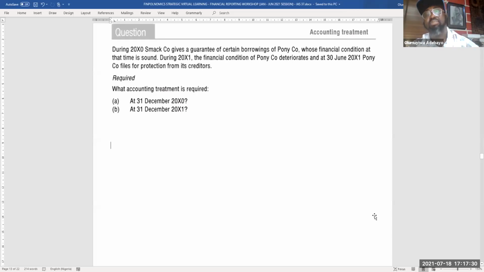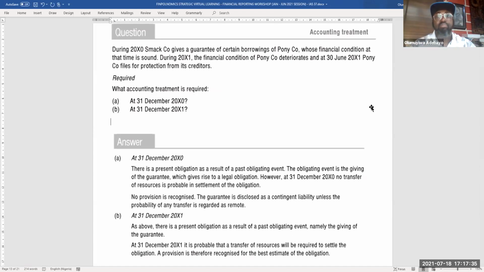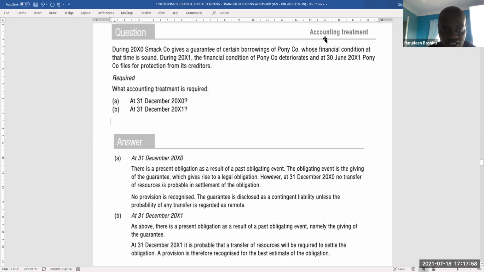I think you are more than 100% correct. Now, let's look at what the position is. Answer. A. At 31st December 20x0, there is a present obligation as a result of past obligating events. The obligating event is the giving of the guarantee, which gives rise to a legal obligation. However, at 31st December 20x0, no transfer of resources is probable in settlement of the obligation.